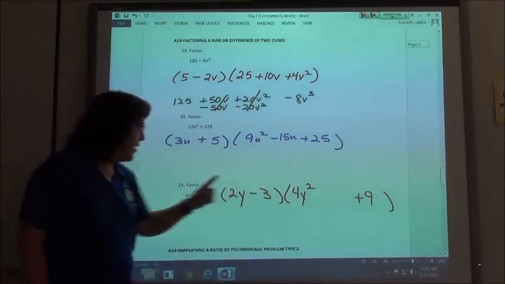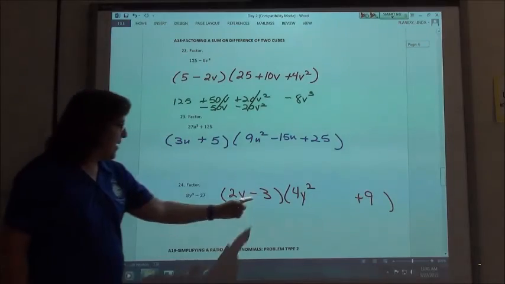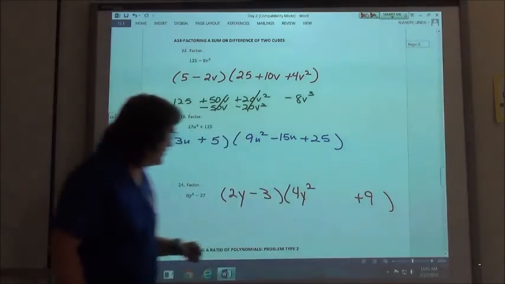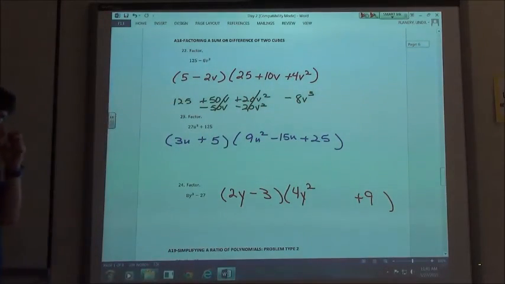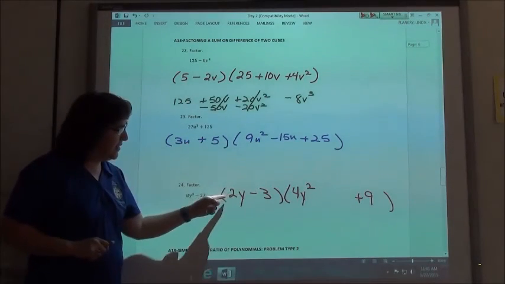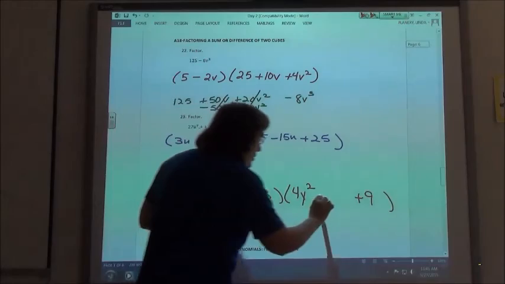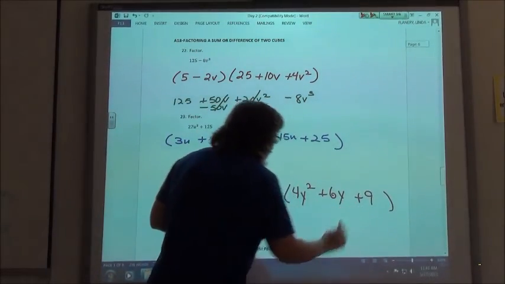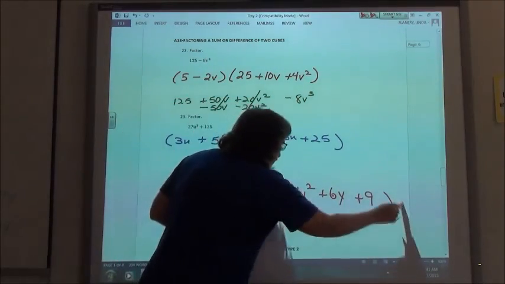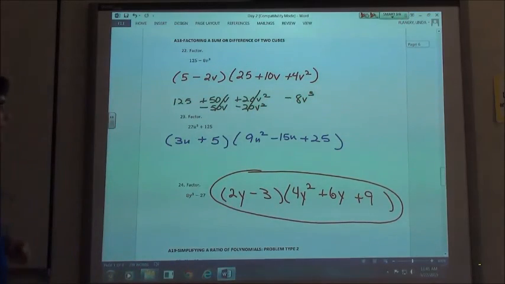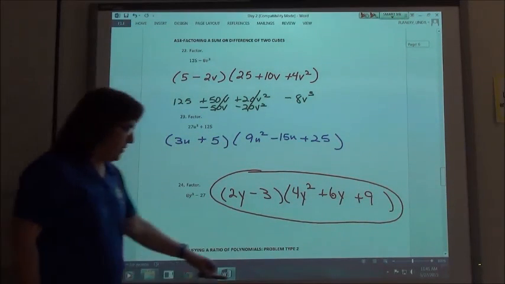2y times 4y squared is 8y cubed. Negative 3 times a positive 9 is a minus 27. My middle term, the opposite of this product. This product is a minus 6y. So in here, we're going to have a positive 6y. And so 2y minus 3 times 4y squared plus 6y plus 9 is going to be my answer.